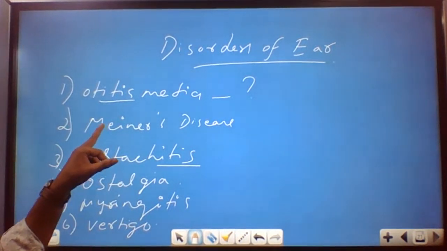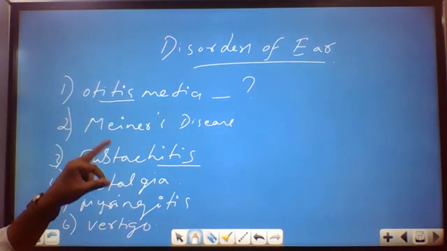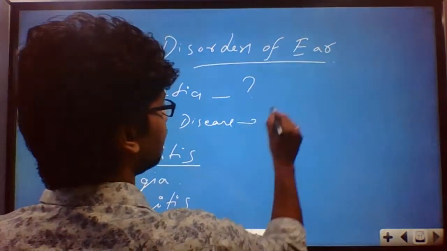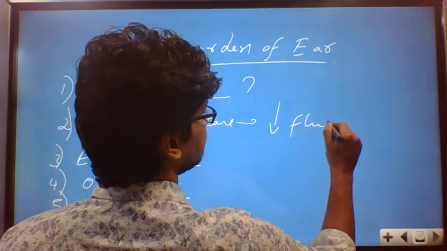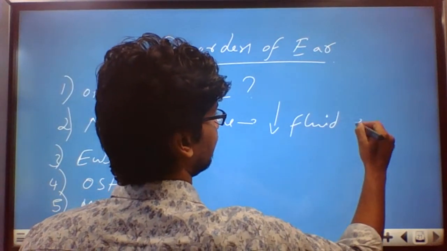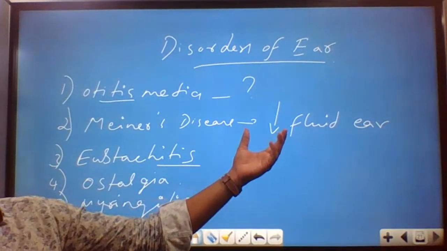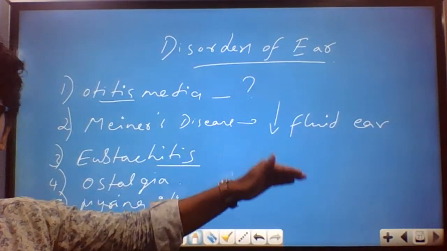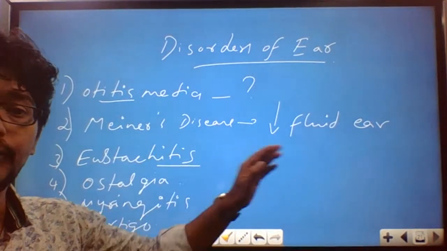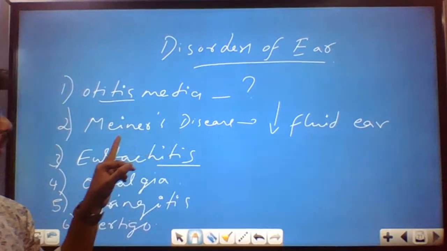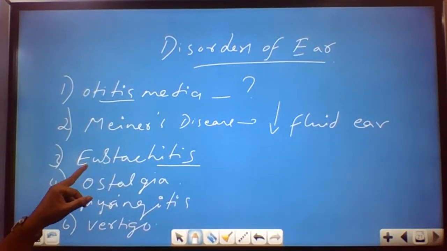Then Meniere's disease, where you could see a reduction in the fluid in the ear. The perilymphatic fluid levels start reducing, so then automatically what will happen? The lubrication is reduced and the vibrations may not be passing properly inside. So this is called Meniere's disease.